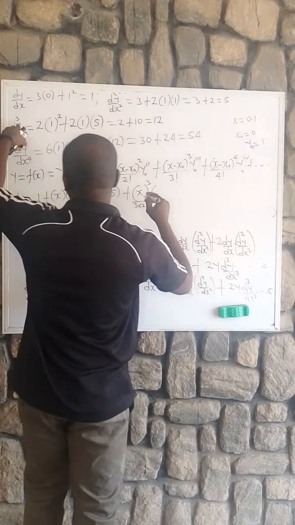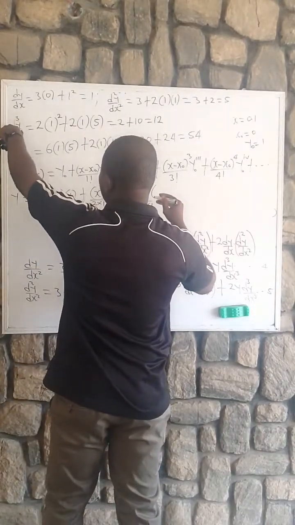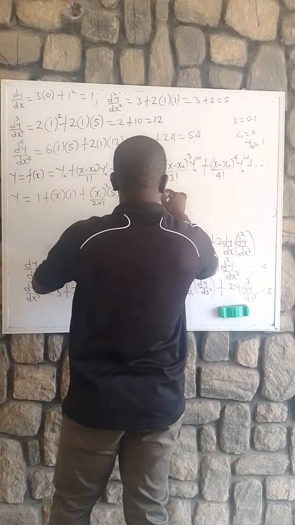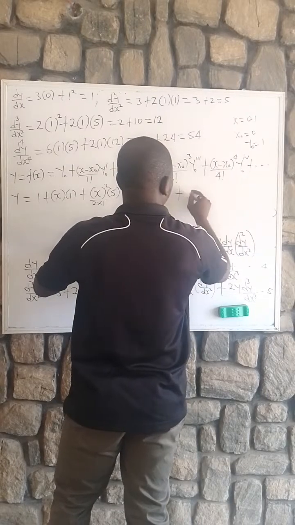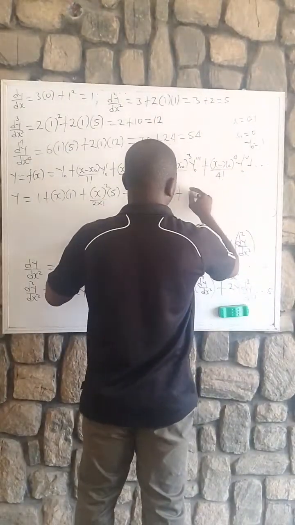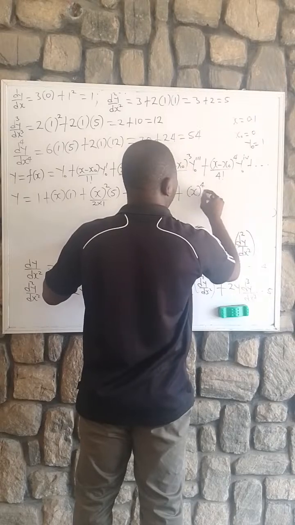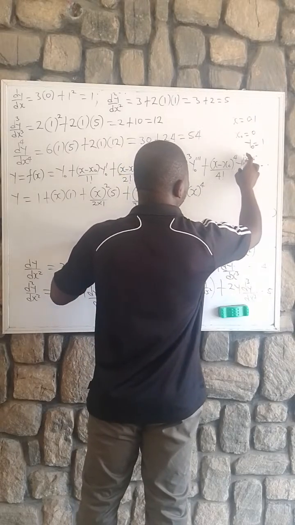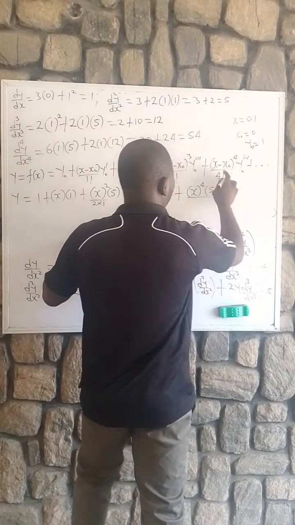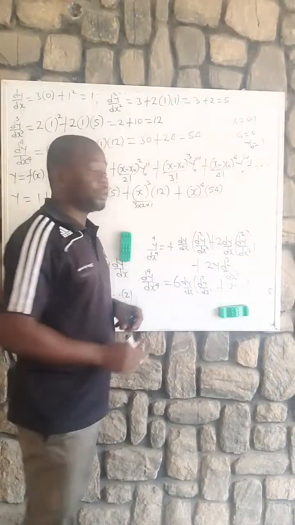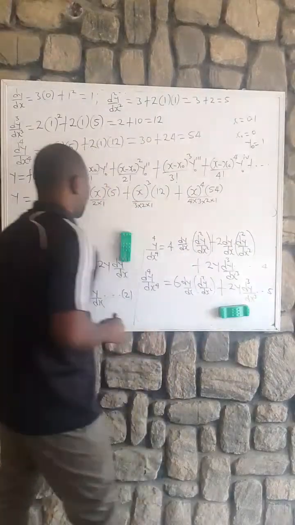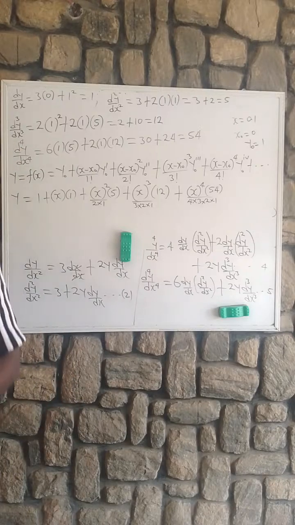Then y triple prime is equal to 12. That is, our d cubed y over dx cubed is equal to 12. Then what we have here is plus x minus x naught. X naught is 0, so here will be x raised to the power of 4. Then y iv is 54 times 54 all over 4 factorial. 4 factorial means 4 times 3 times 2 times 1. True or false? Do you agree with me up to this point?